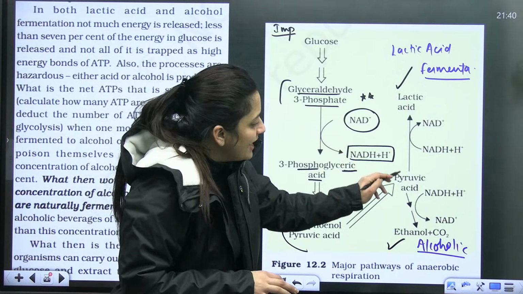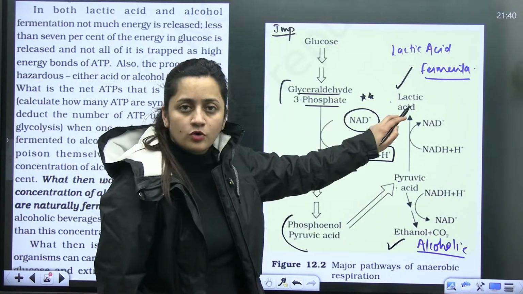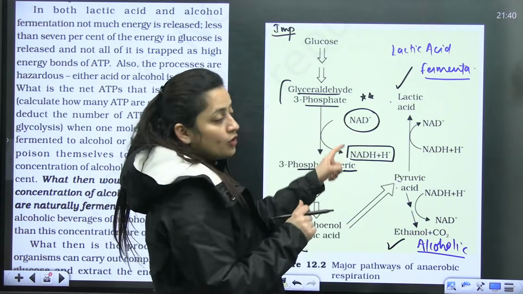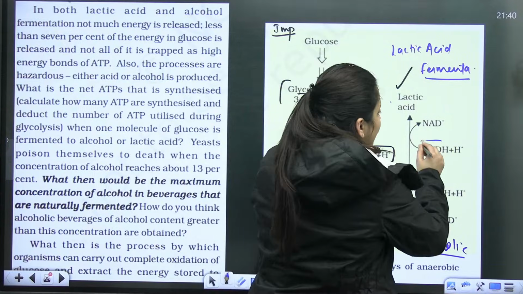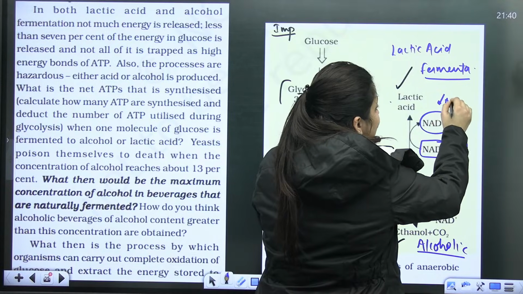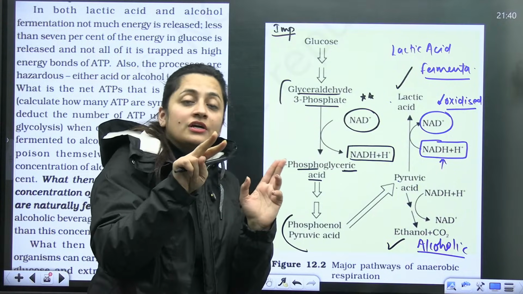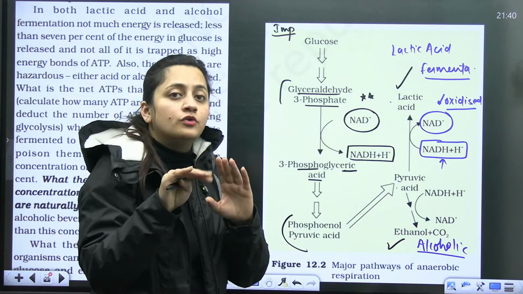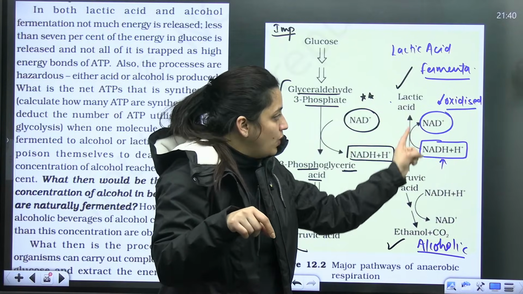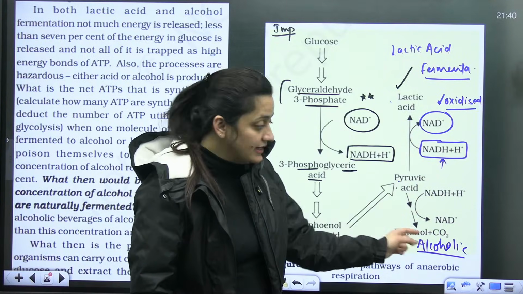Now, when pyruvic acid is getting converted to lactic acid, you will notice here one arrow only. And what is happening here? Beta, do not confuse these two things. Here your NADH2 is oxidized. In glycolysis, we discussed that 2 NAD positive will be reduced, they will form NADH2. Here your NADH will be oxidized. So one arrow, one step process, lactic acid fermentation. The enzyme used is lactic acid dehydrogenase.